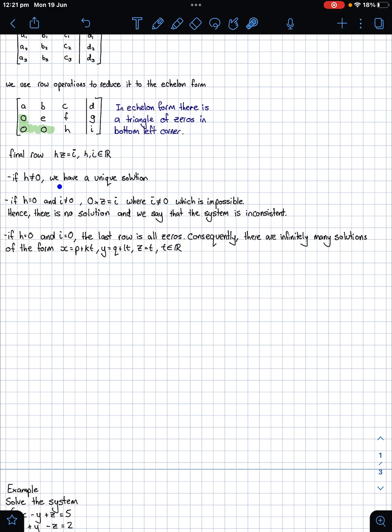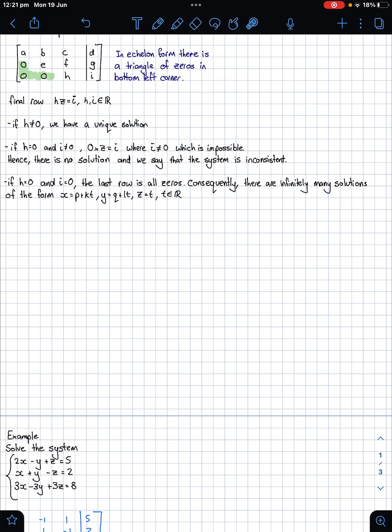If h doesn't equal 0, we have a unique solution. It means we can solve it. We just divide by h. If h does equal 0 and i doesn't equal 0, we have 0 times z equals i, where i can't equal 0, which is impossible. Hence, there is no solution, and we say that the system is inconsistent.